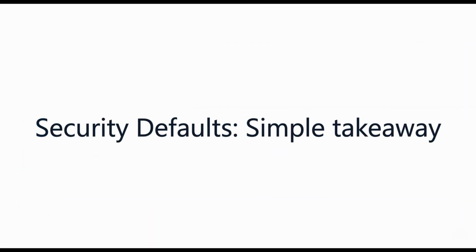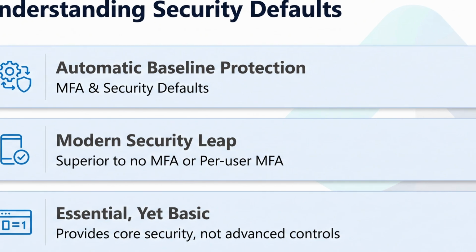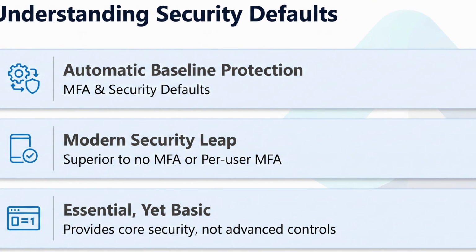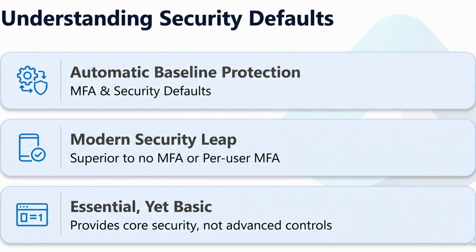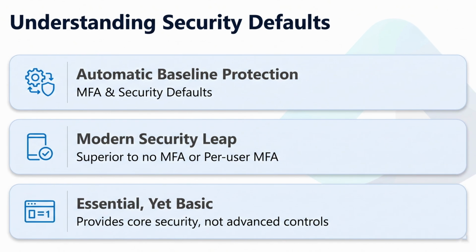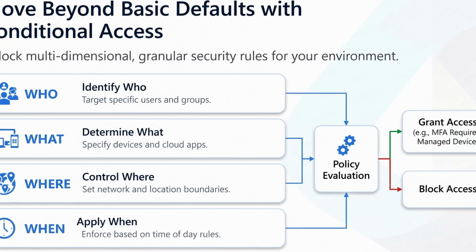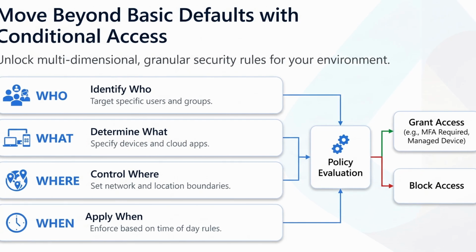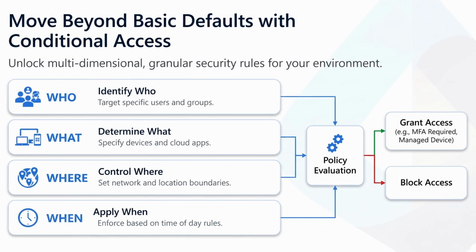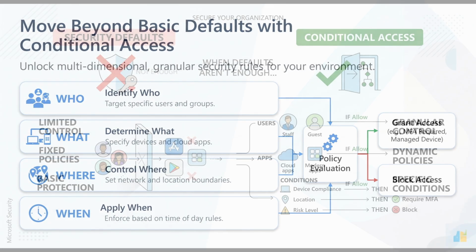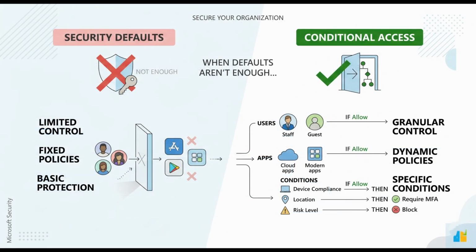So the simple takeaway is, security defaults are Microsoft automatic baseline security protection. They are much better than doing nothing and more modern than per user MFA, but they are still basic. If you want control over which users, which apps and under what condition protection is enforced, security defaults are not enough. That is where conditional access policy comes in.